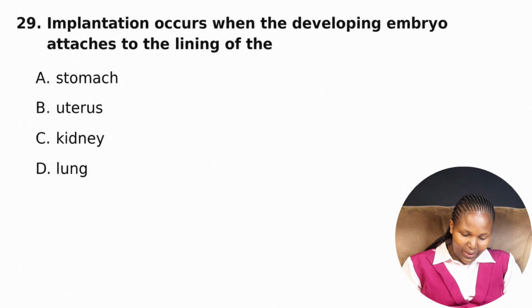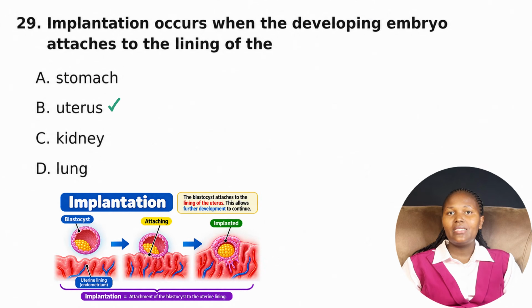Then we go to question number 29. Implantation occurs when the developing embryo attaches to the lining of the, we have A, stomach, B, uterus, C, kidney, and D, lung. That is very, very easy. The correct option is B, the uterus, because implantation is the attachment of the developing embryo, specifically it is called the blastocyst at this stage. So it moves to the uterus.